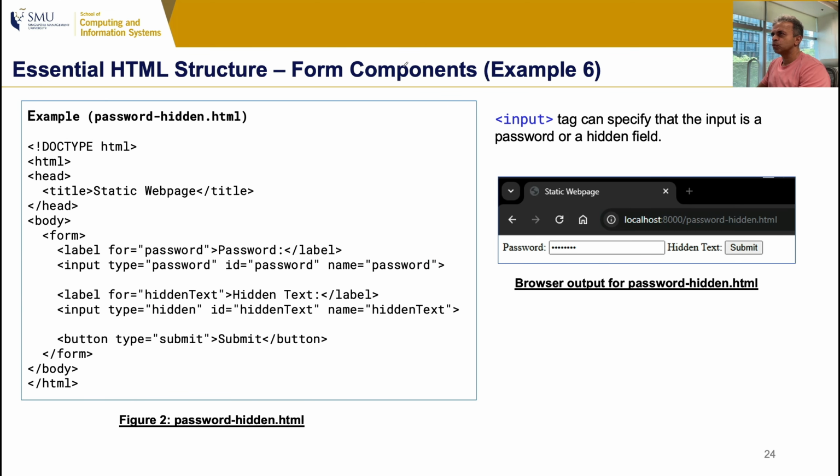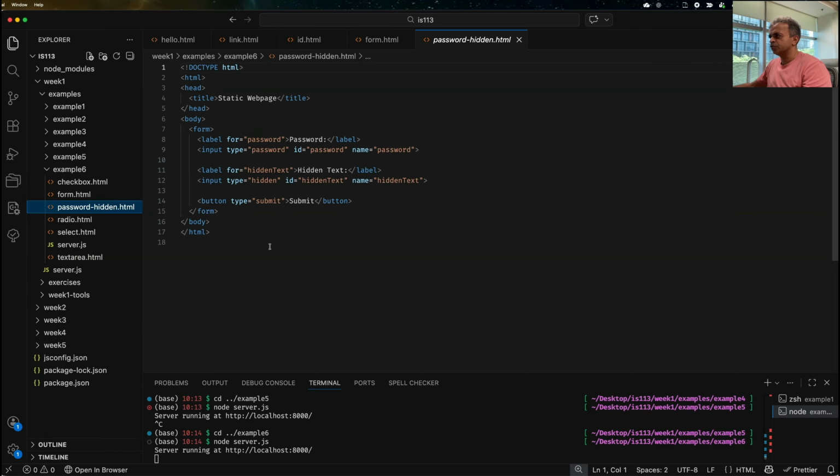Then we have a password form and a hidden text. So there's a hidden field and a password field. So these are all inputs of type password or type hidden. By the way, the default type, if you don't say anything at all, is a text box. So this is a password hidden example. So let's open that. So that's what you see.